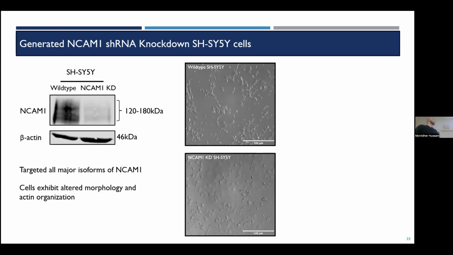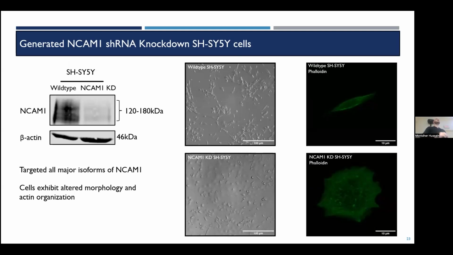In characterizing these cells, we can see that they do have an altered morphology. They are a lot larger and flatter than the wild-type SY5Y cells. In contrast to SY5Y cells that like to stick together and clump up on each other, these ones grow as a monolayer. When we stain for phalloidin, we can see that in the wild-type cells there's nice actin organization all throughout the cell. However, we lose that nice organization when we knock down NCAM1, and we can see that there are more stress fibers forming throughout the cell.